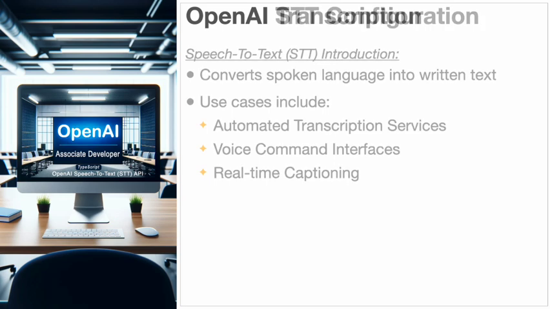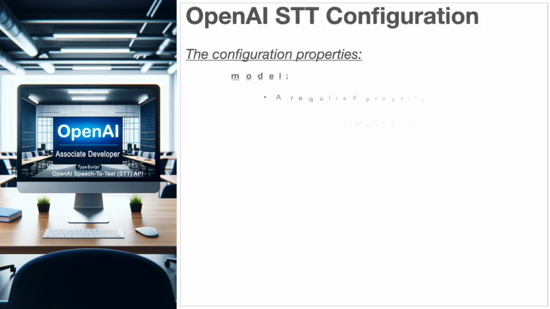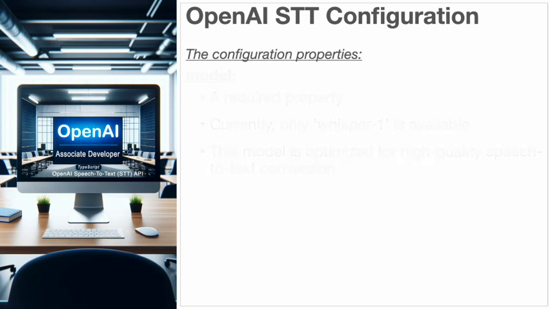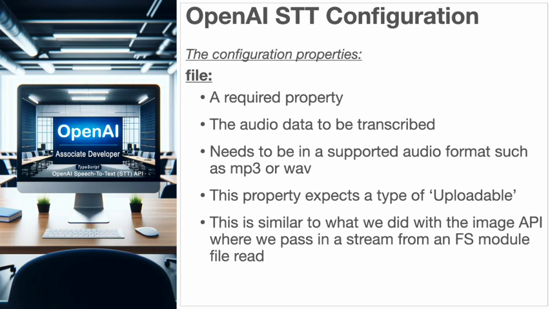1. The model is a required property that specifies which version of the OpenAI model to use for transcription. The only valid model currently is the Whisper 1 model, which is designed for high-quality speech-to-text conversion. 2. The file is a required property and represents the audio data to be transcribed. This should be in a supported audio format like MP3 or WAV.